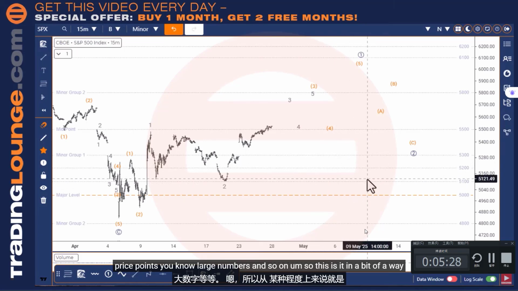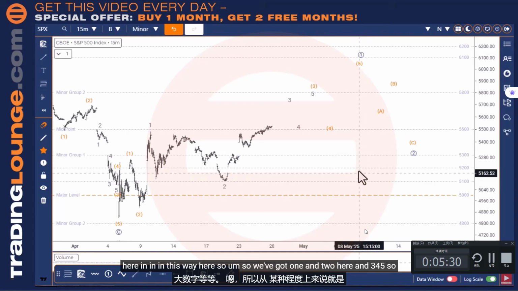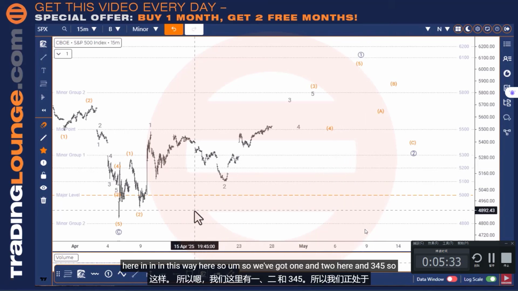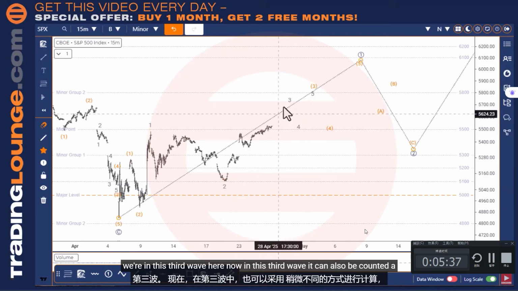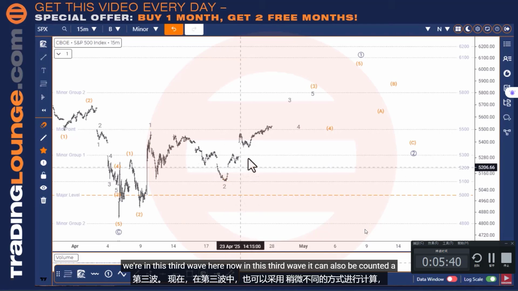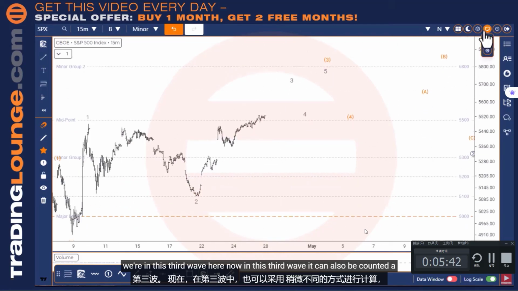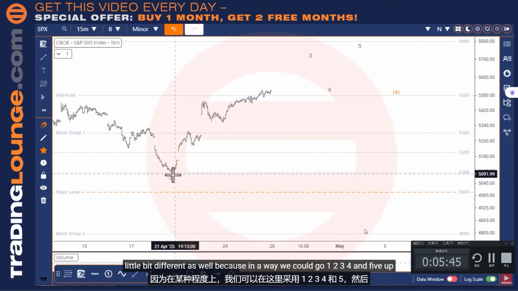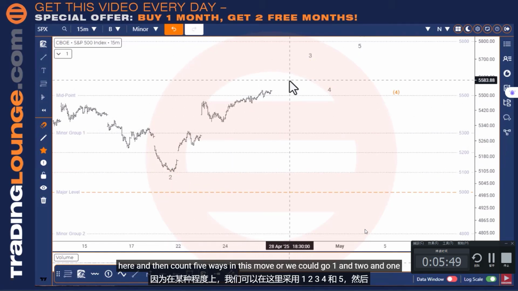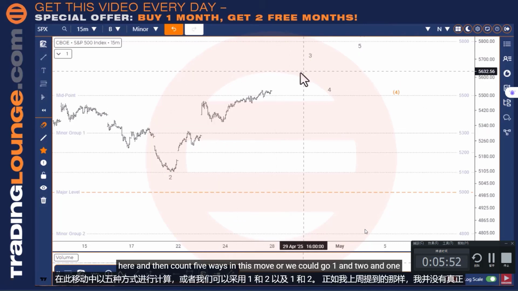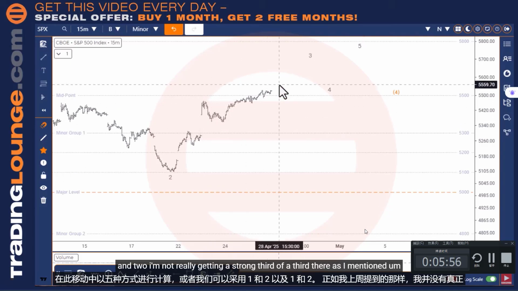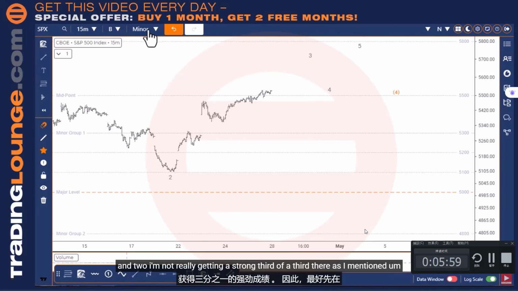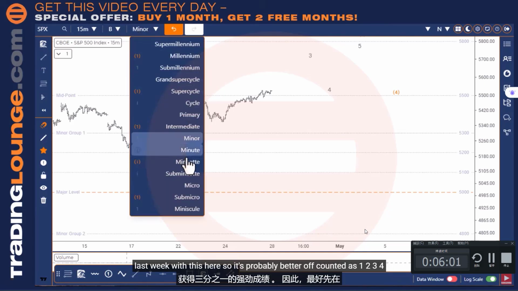So this is it in a bit of a way here. So we've got 1 and 2 here and 3, 4, 5. So we're in this third wave here. Now in this third wave, it can also be counted a little bit differently as well, because in a way we could go 1, 2, 3, 4 and 5 up here, and then count 5 waves in this move, or we could go 1 and 2 and 1 and 2. But we're not really getting a strong third of a third there, as I mentioned last week with this here.